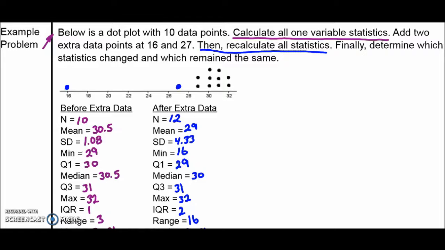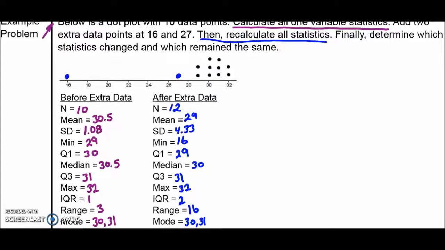Now, before I forget, we did leave off one of our statistics. We left off the mode, the most common value, both before we added those extra points and after. Fortunately, the most common points were tied at 30 and 31, both before we added those extra data at 16 and 27 and after. So really, the mode didn't change at all. Which brings us to the last part. Finally, determine which statistics changed and which remain the same.